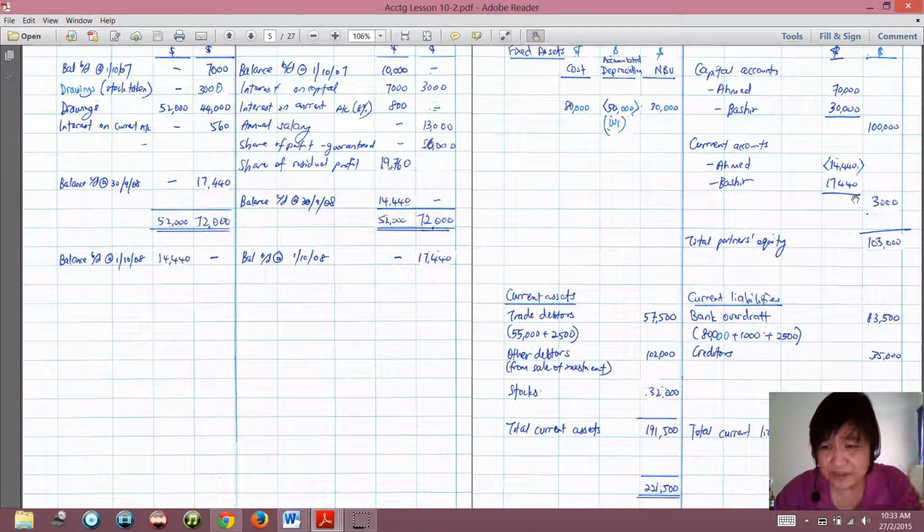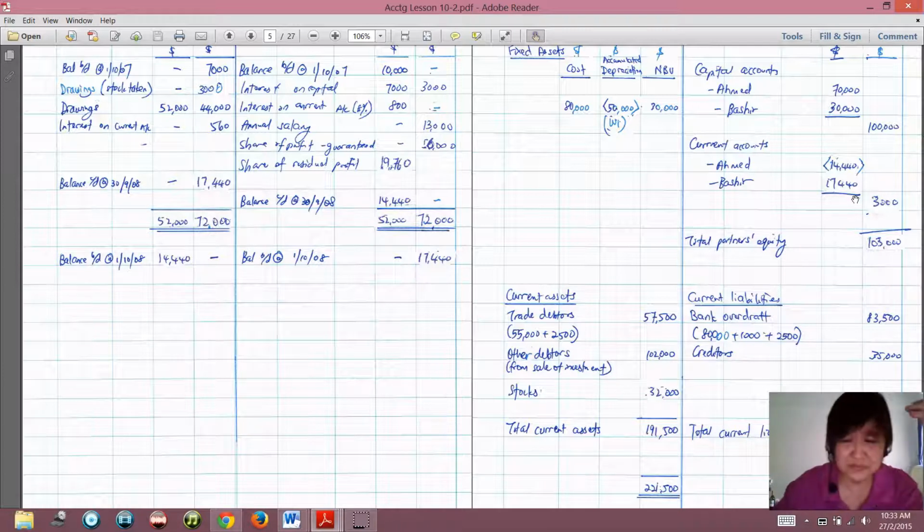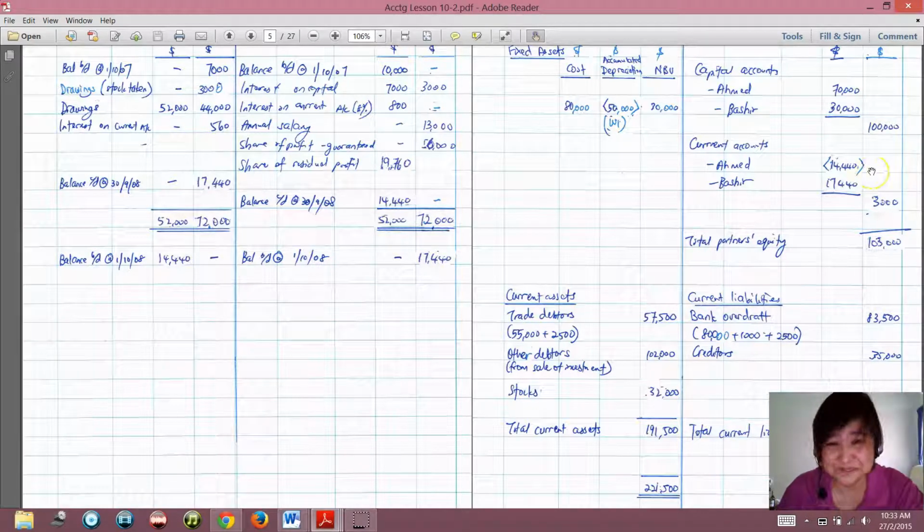When he takes from the stock, it won't affect the cost of sales. The cost of sales means the business cost. So he reduced it from the current account.